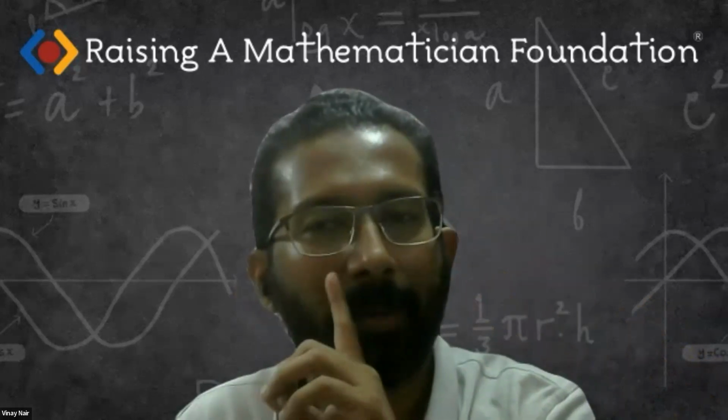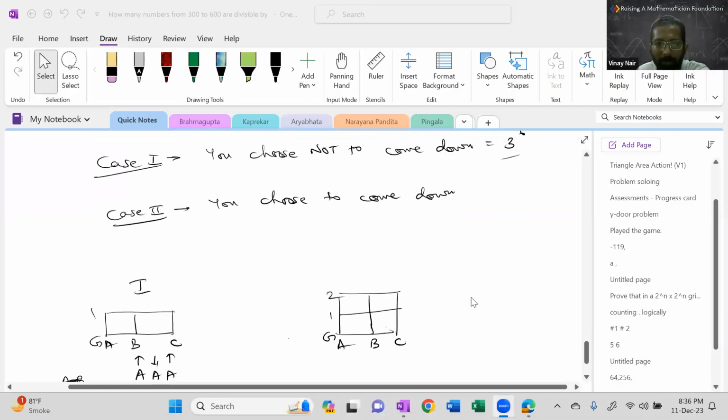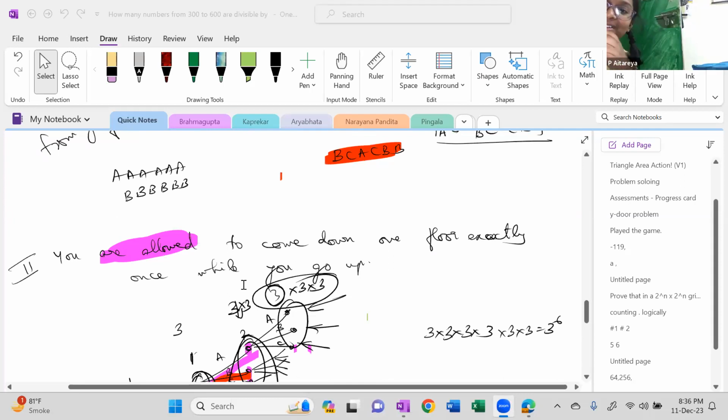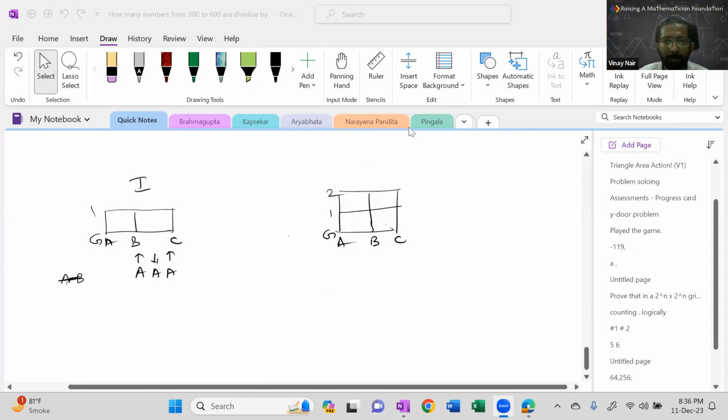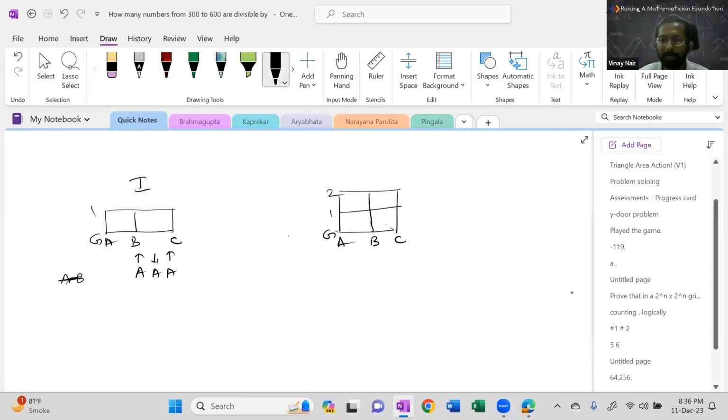So if you remember, my question was you are allowed to come down 1 floor only once. So when I say only once, that means if you have come down once, then you cannot come down again. Thankfully, my whiteboard is back. Exactly once while you go up. You can go up as many times as you want, but there are 3 possibilities. Johan, what's your question? You can go up as many times as you want, but you can only go down once.